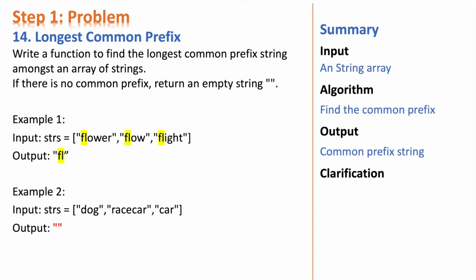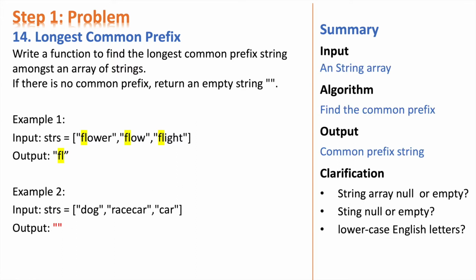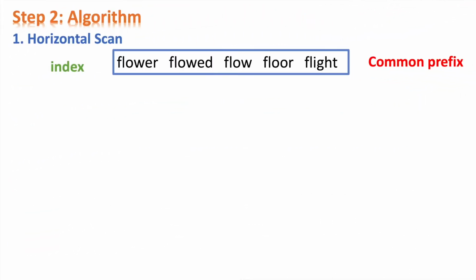There are some clarifications we could ask if we had this question during an interview. For example, could the string array be null or empty? Could the string be null or empty? Or are all the letters in the string lowercase English letters? Those are all good questions to communicate with the interviewer. Apparently, in this question on LeetCode, it tells us all the strings are lowercase English letters, so we don't have to care about that. Next, let's look at the algorithm together.